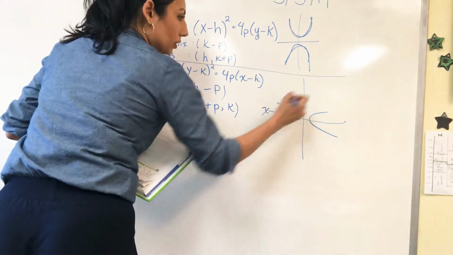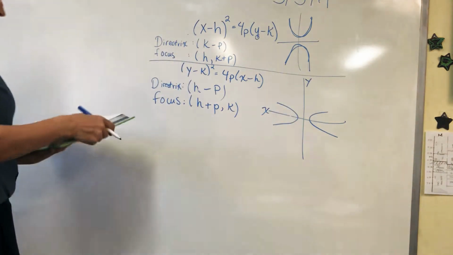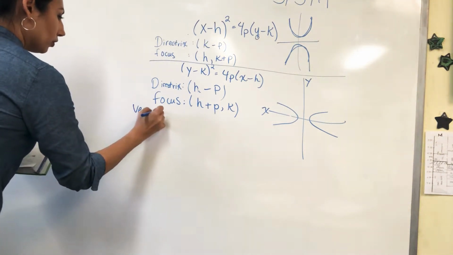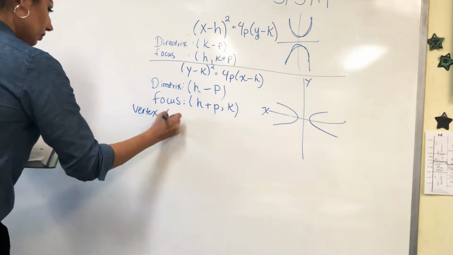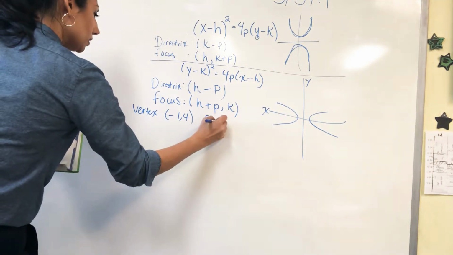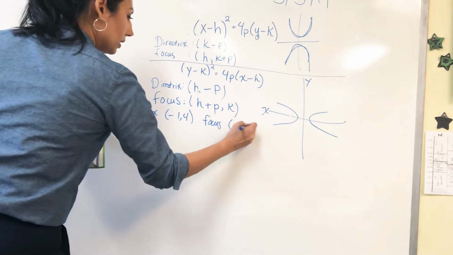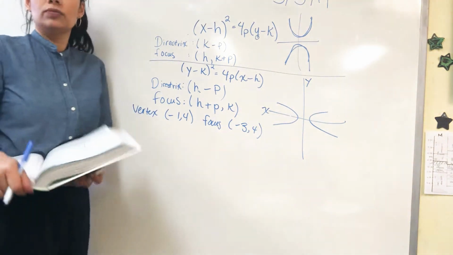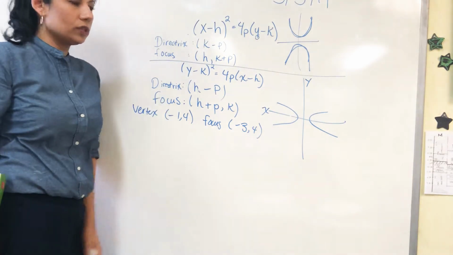Let's just label this really quick. All right, so what if I told you the vertex is at -1 and 4, and the focus is at -3 and 4? How would you know what direction to go? How would you know which one to use?